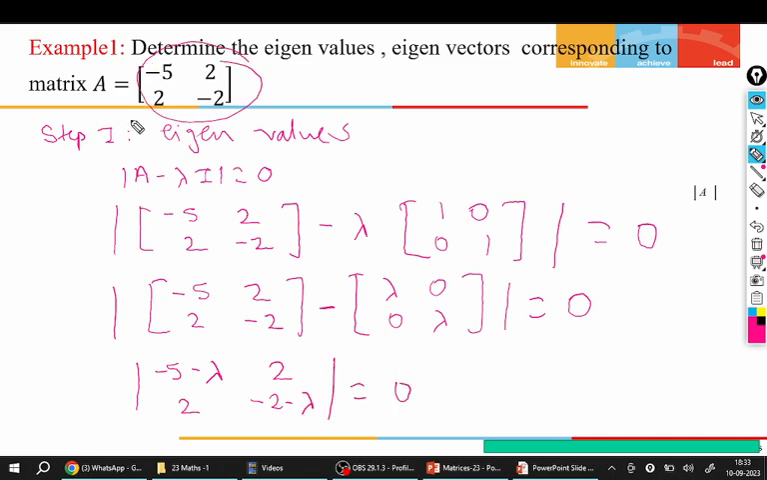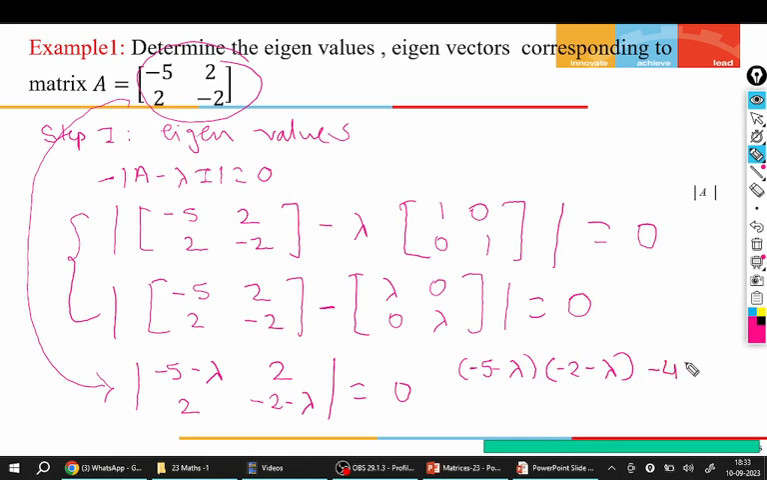Remember, there is no need to show this step by step in the exam. For a given matrix A, you can directly write this determinant of A minus lambda I equal to 0. After this step, you can write directly this. The middle two steps are not important; they are just for your understanding. Now, our aim is to evaluate this determinant. So just cross multiply it. You will observe (minus 5 minus lambda) into (minus 2 minus lambda), minus 4, equal to 0.